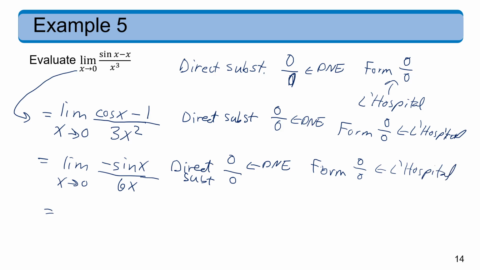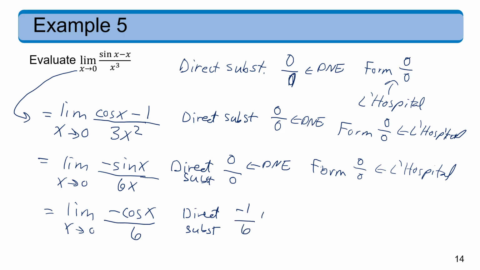Okay, so we rewrite our limit as a new limit. In the numerator, we have a negative sign, and then the derivative of sine is cosine. Denominator, derivative of 6x is 6. When we try direct substitution this time, we get, in the numerator, negative cosine of 0, so that's negative 1, over 6. This is defined. So that is our limit. Negative 1/6.